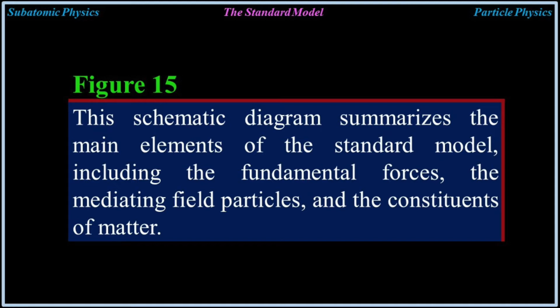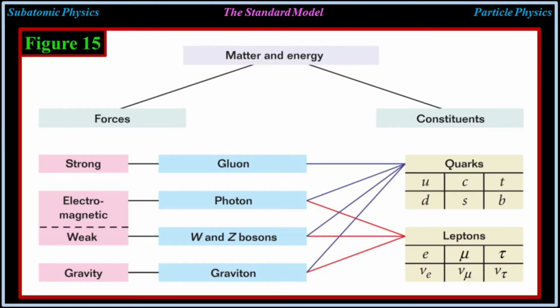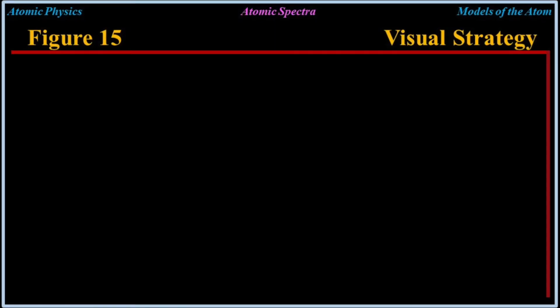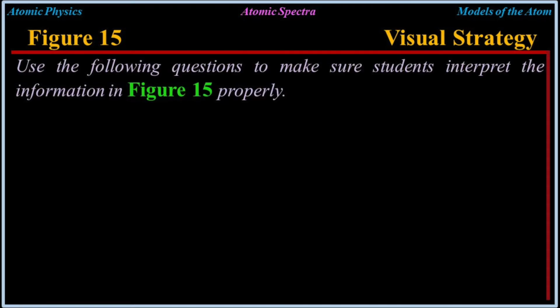This schematic diagram summarizes the main elements of the standard model, including the fundamental forces, the mediating field particles, and the constituents of matter. This is Figure 15. Study it carefully, very informative. Figure 15, visual strategy: use the following questions to make sure students interpret the information in Figure 15 properly.